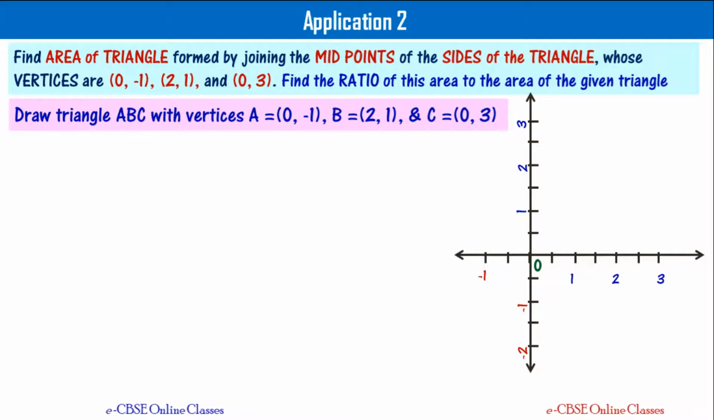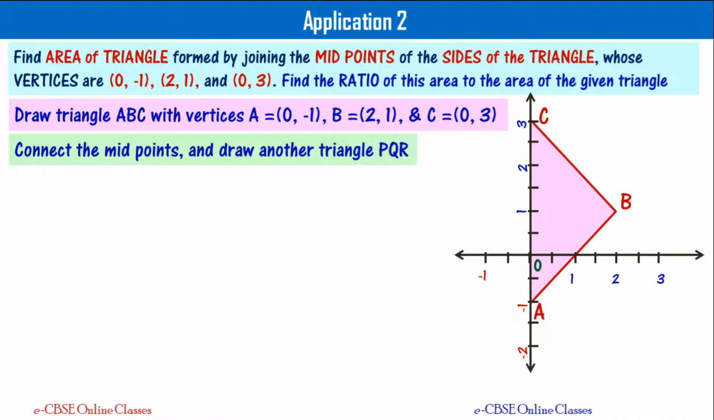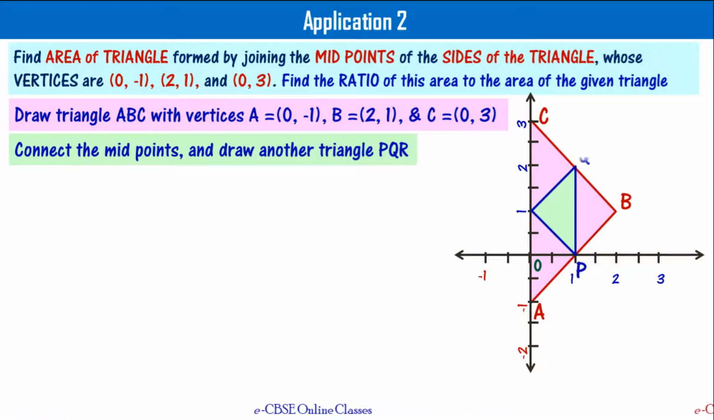Let us draw triangle ABC with vertices A equal to (0, minus 1), B equal to (2, 1) and C equal to (0, 3). Now let's connect the midpoints of the sides of this particular triangle such that we can get triangle PQR as shown here.